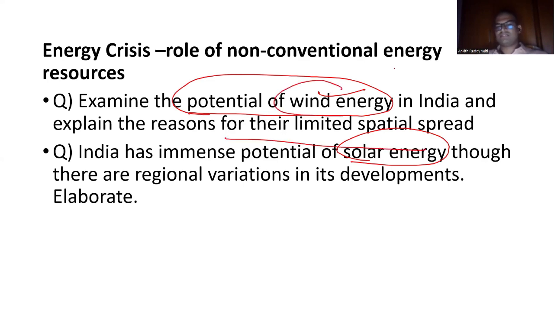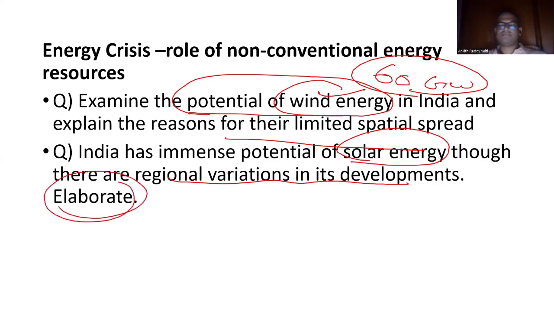What is the potential? There is potential. In India, we have around 60 gigawatt of potential to produce wind energy, but we have concerns in land acquisition, forest areas. There is a problem with animal conflict, technology, all these issues. Then India has immense potential for solar energy, though there are regional variations in development. Elaborate. So here policy factors come into the picture.